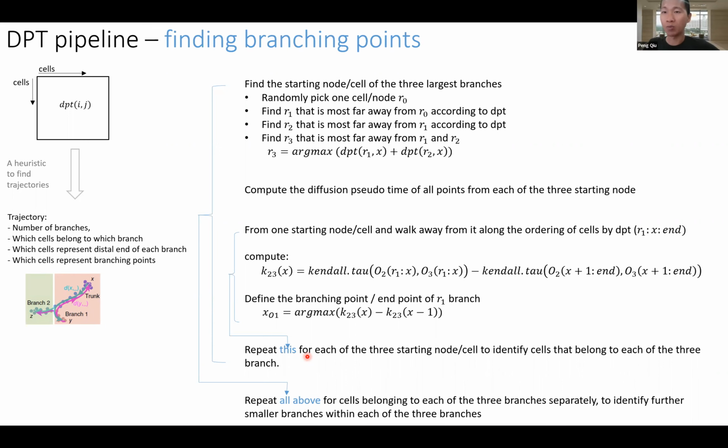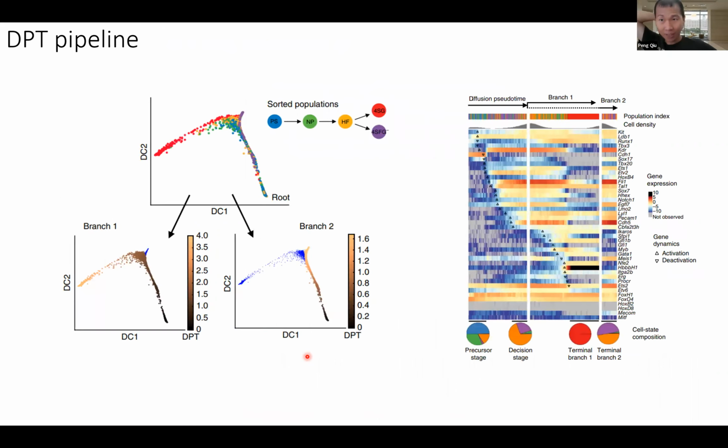But of course, in reality, the data people show very often only have 3 branches, because people only run this once. Also, if you try to run it iteratively, you may end up getting too many branches that are very difficult to interpret.